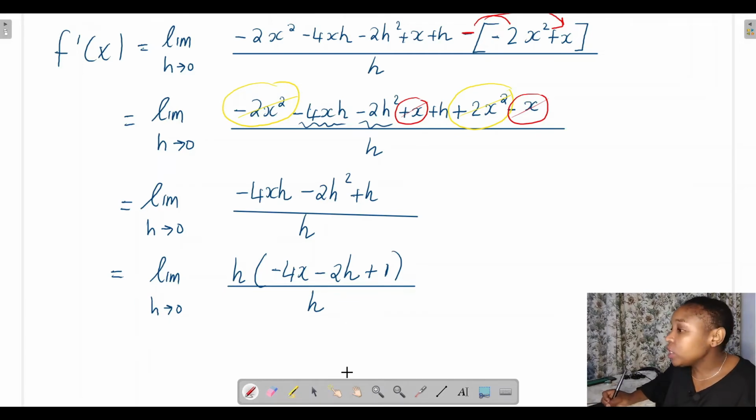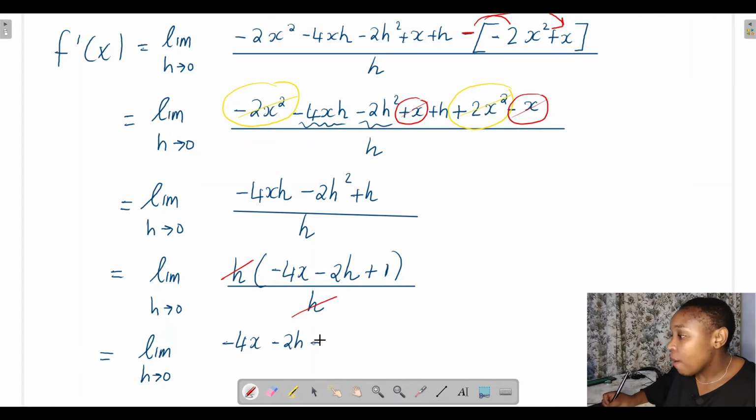Okay, and then what do we see happens here? The h and the h cancel, right? And we are basically going to be left with the limit as h approaches 0 of negative 4x minus 2h plus 1, right? And then here, what do we need to do? We need to substitute 0 where we see an h.